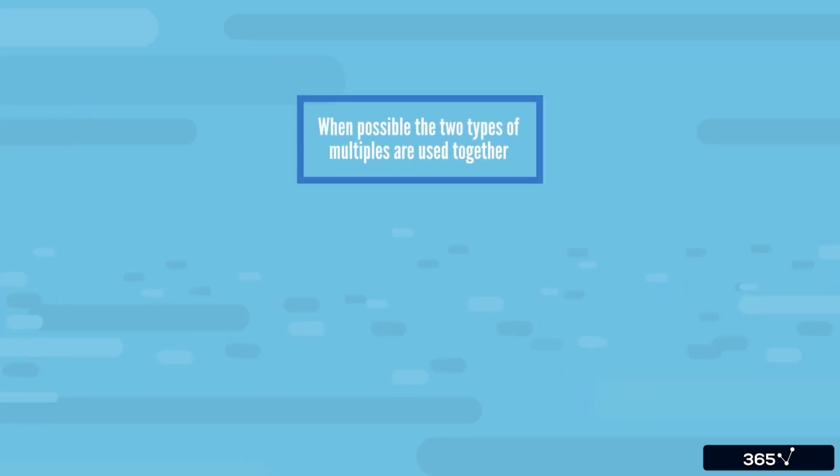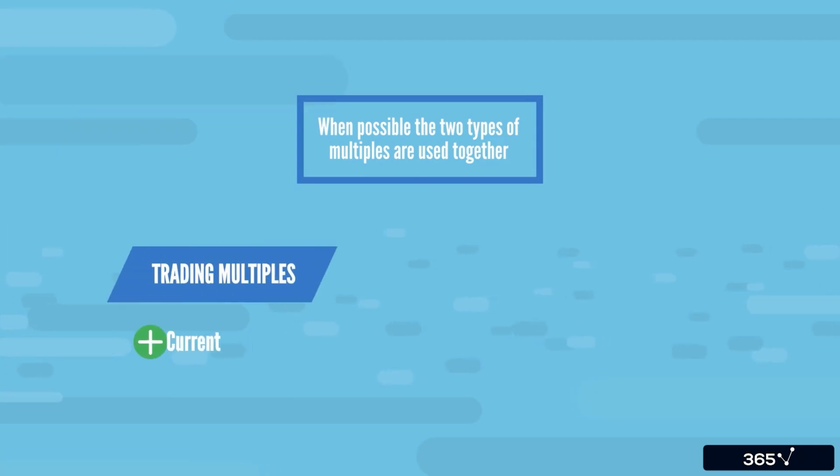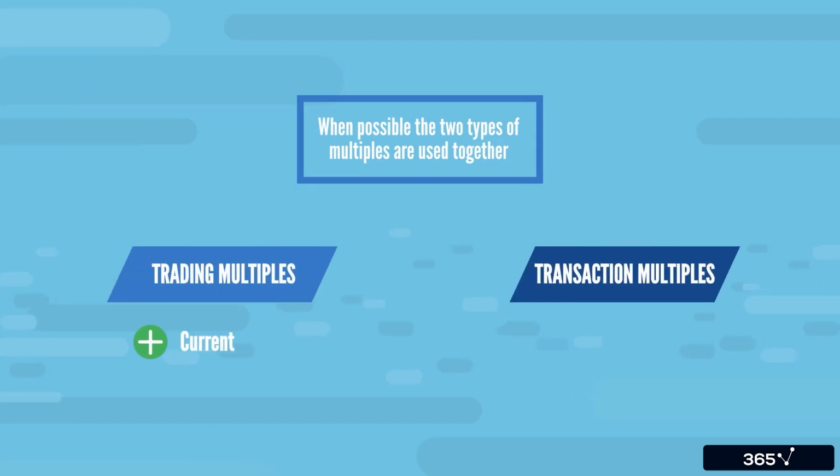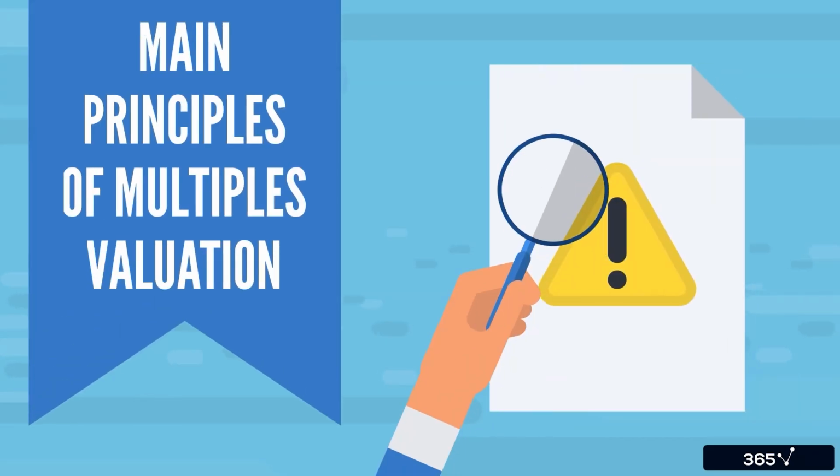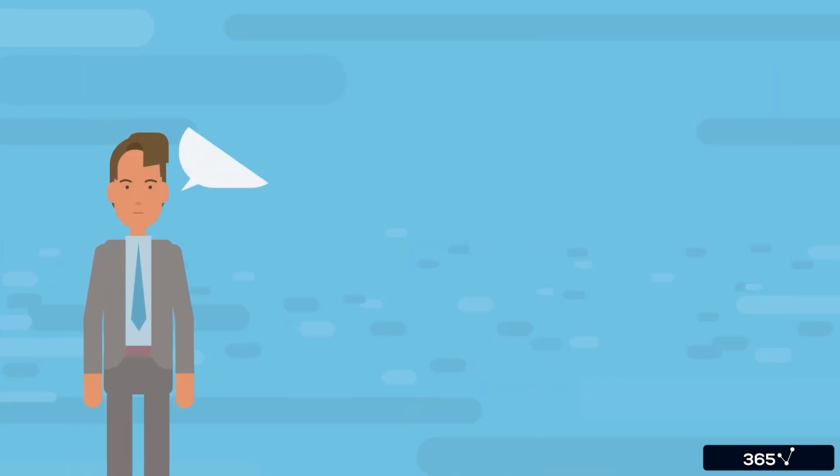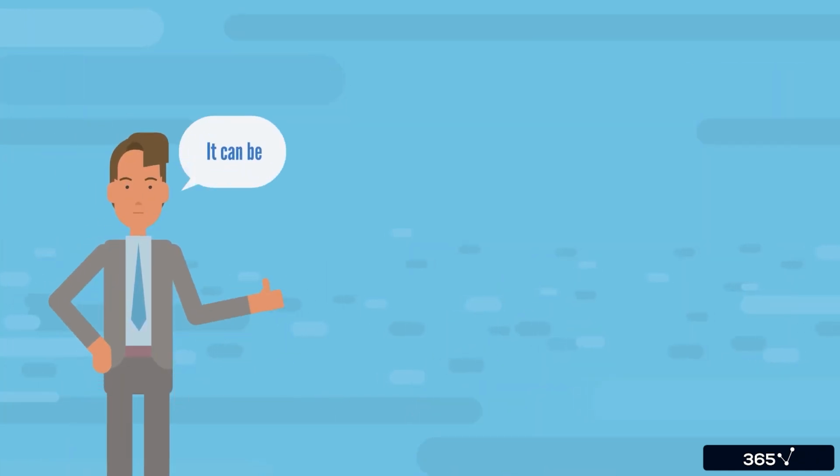When possible, the two types of multiples are used together. Trading multiples are current and up to date, while transaction multiples indicate the average acquisition premium expected by sellers. We said that multiples valuation comes across as easy and fast. Of course, it can be.